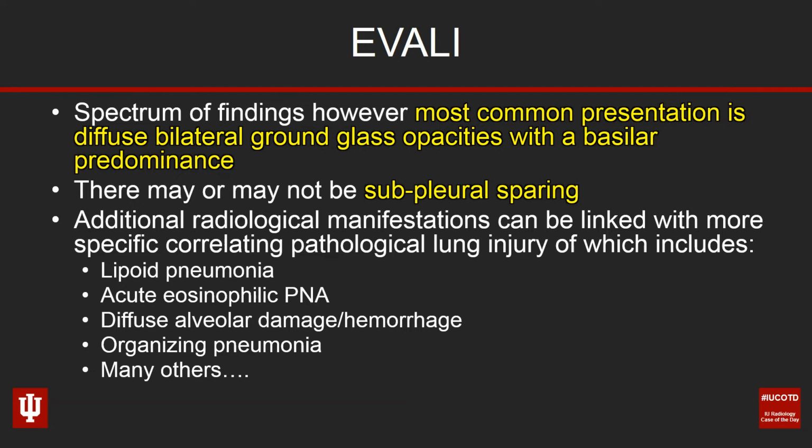The spectrum of findings that we've seen has primarily been bilateral ground glass opacities with a basilar predominance and subpleural sparing. The radiographs have been fairly underwhelming in most cases, at least initially. The ground glass opacities are quite vague on radiograph, however, more dramatic on CT. The most common pattern that we've seen has mimicked lipoid pneumonia, and the most common pathologic pattern that we have seen has also been lipoid pneumonia. However, cases have also shown features of acute eosinophilic pneumonia and diffuse alveolar damage or hemorrhage.